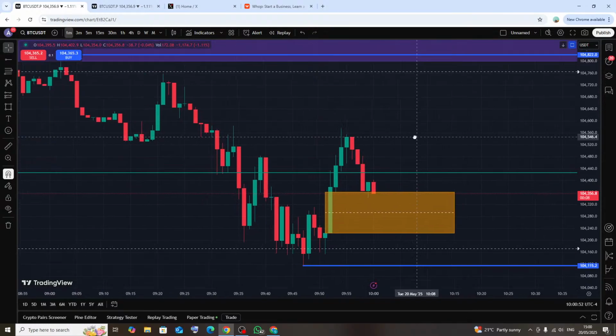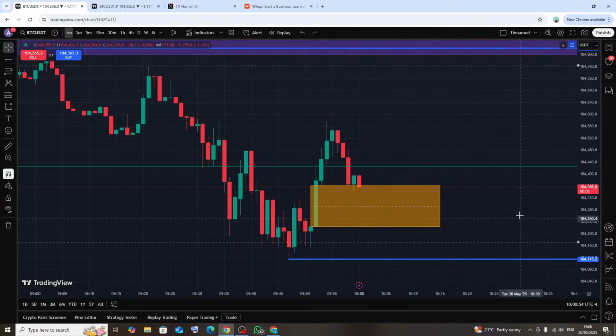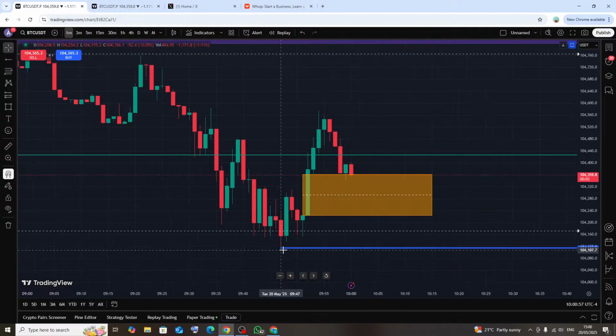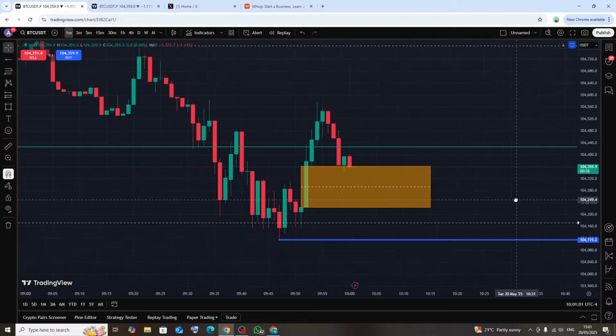You can look for the market to buy at this point. If you think this is the bottom, the market will not go below this low, it will be bullish. But I'm not really confident on this low as well. So that's why there's no trade.